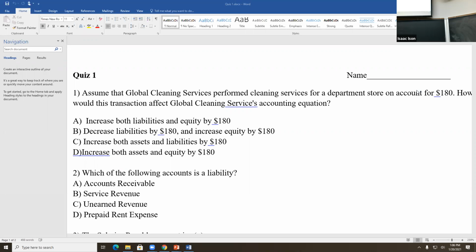Okay. Which of the following accounts is a liability? When we see the word liability, we think to ourselves, future obligation, something I'm going to have to do. So accounts receivable, is that something I'm going to have to do? No, that's a receivable. That's something I'm going to receive. That's an asset. Service revenue, is that something I'm going to have to do? No, that's something I would be doing right now. We think of that as earning. So it's not that.